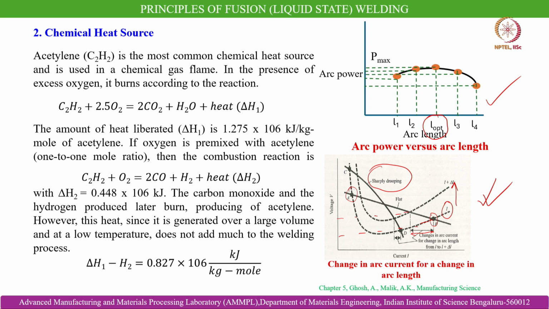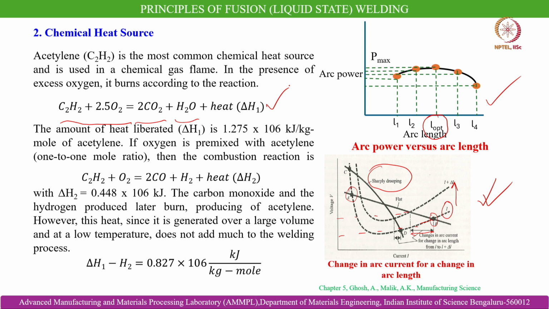So, moving on, if we discuss the chemical heat source, we have already discussed the electrical source of power for fusion welding. In case of a chemical heat source, the preferred example is acetylene, C2H2, which is the most common chemical heat source and is used in a chemical gas flame. In the presence of excess oxygen, it burns according to this reaction shown over here. Acetylene burns with oxygen, produces carbon dioxide and water, and it releases heat.